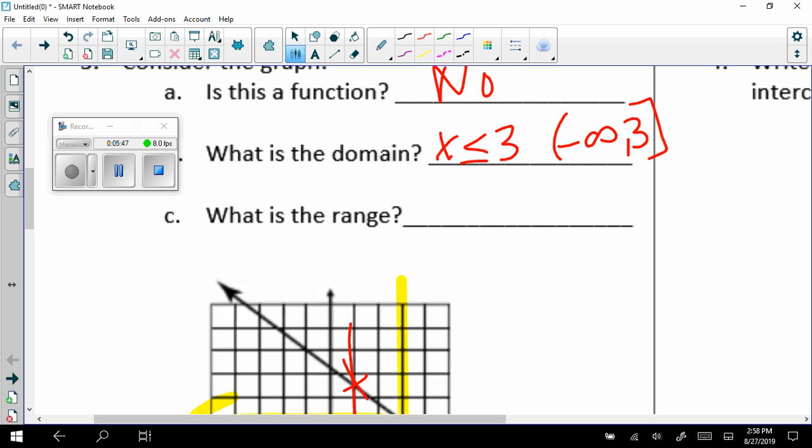So a lot of you flipped that and you did 3 to negative infinity. The negative infinity has to come first. In interval notation, it has to go in the order, smallest to largest.